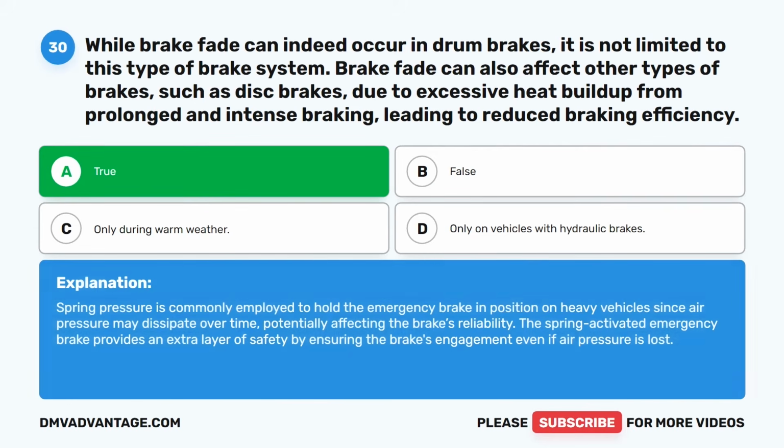True. Spring pressure is commonly employed to hold the emergency brake in position on heavy vehicles since air pressure may dissipate over time, potentially affecting the brake's reliability. The spring-activated emergency brake provides an extra layer of safety by ensuring the brake's engagement even if air pressure is lost.